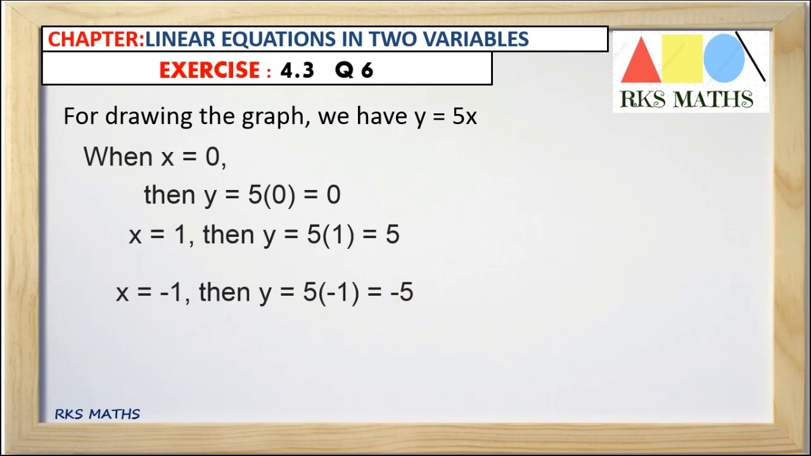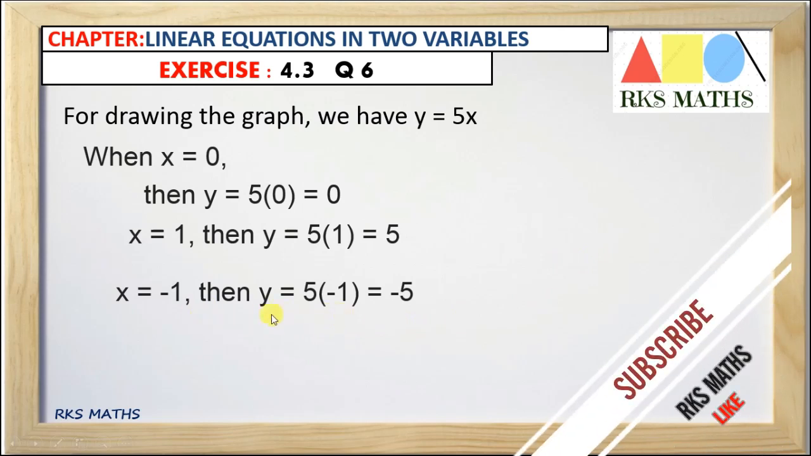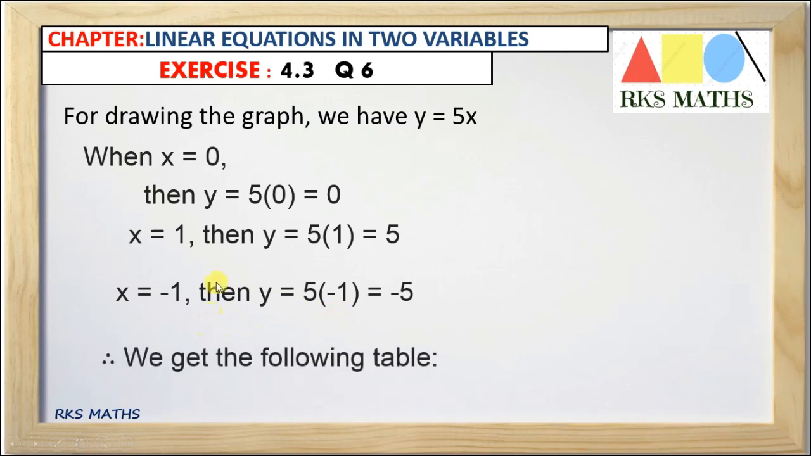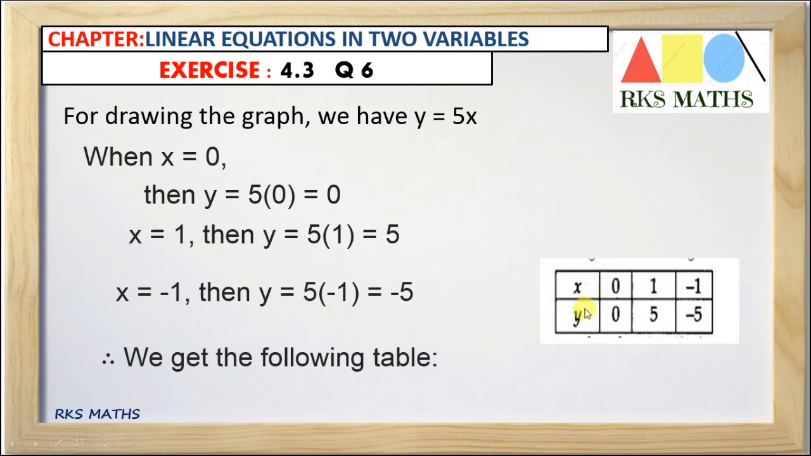As I told in the previous class, we have to take at least two values, but if we take three values, we will be able to check whether our calculation is correct or not. If all the 3 points lie on the same line, that means our graph is correct, our calculation is correct. So student, when we calculated the three values, we get the following table.